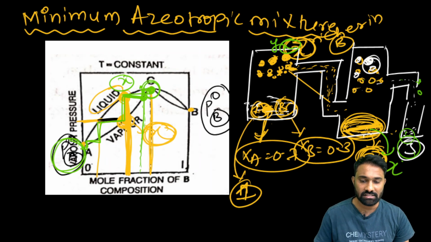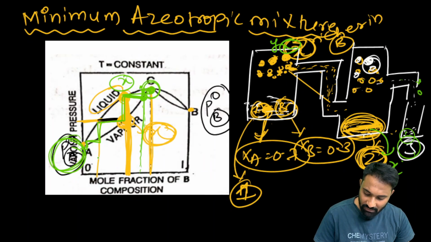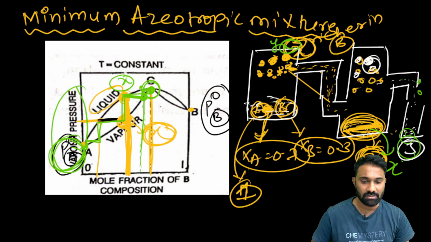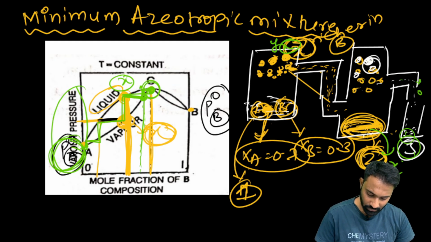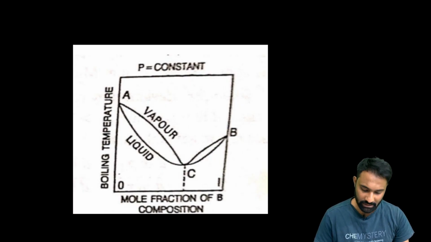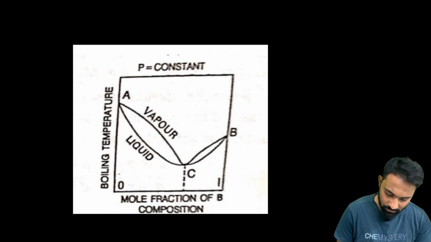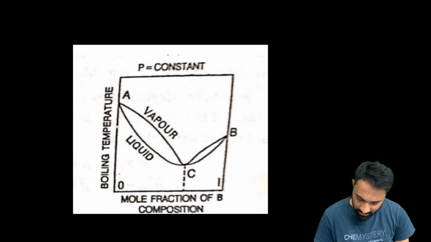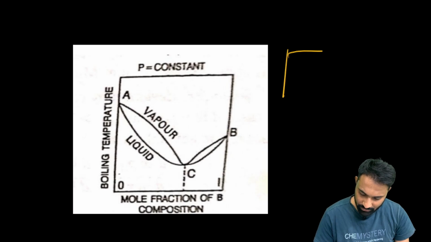Clear? Through fractional distillation, we can get either the azeotropic mixture or either of A or B. This is the graph on the basis of vapor pressure. Now you see, if the graph is given on the basis of boiling temperature, how to read the graph? Now at this temperature, same thing again, this is a liquid.